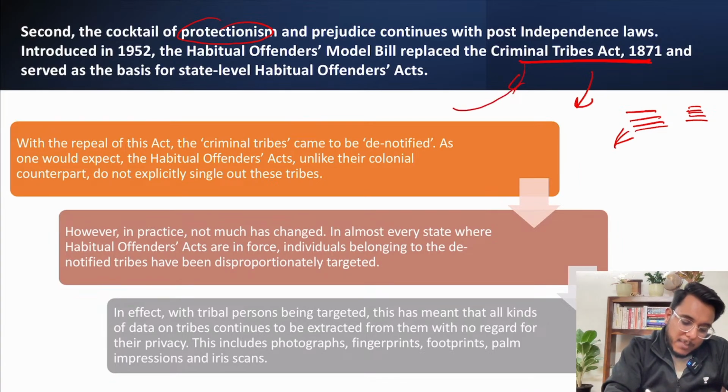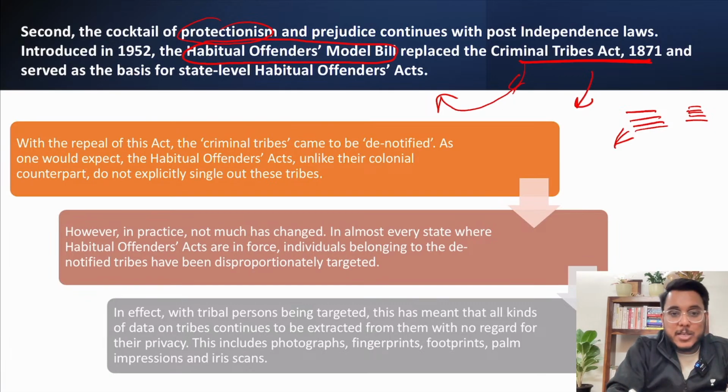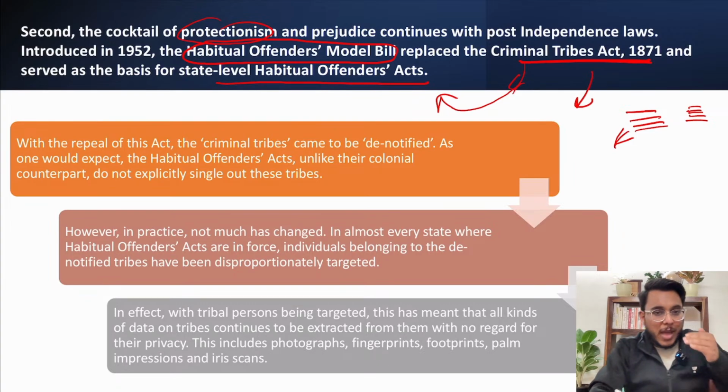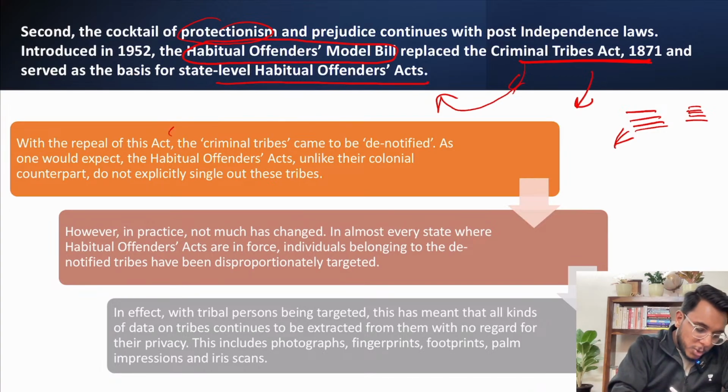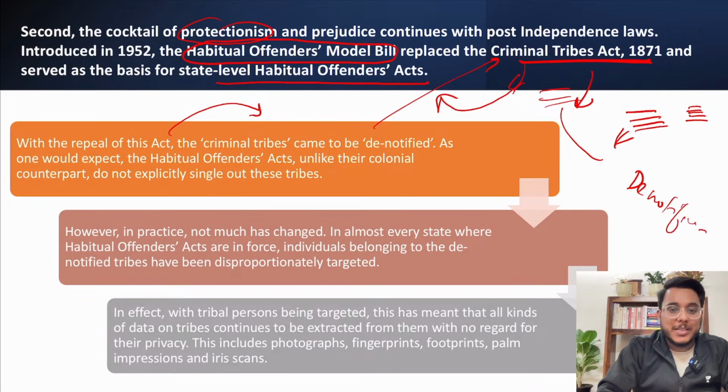Now, this Criminal Tribes Act got replaced with the Habitual Offenders Model Bill. On the basis of the Habitual Offenders Model Bill, state-level Habitual Offenders Acts have been created, and they refer to habitual offenders who commit offenses regularly. Though the Criminal Tribes Act has been dropped, and the names of the tribals who were written into it are denotified, still, guys, the colonial hangover is there.